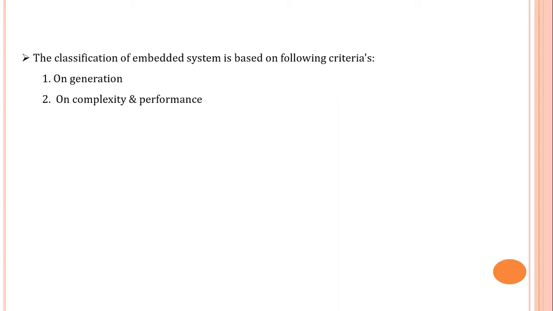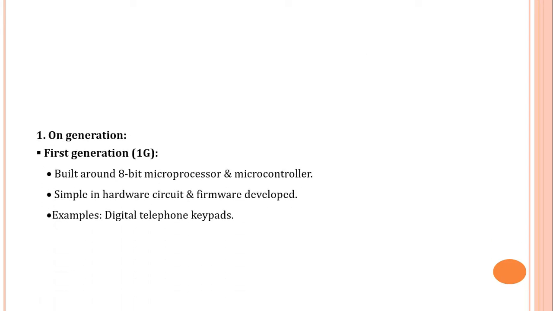Mainly, we have two classifications of embedded system, on generation and on complexity and performance level. On generation, we have mainly four types. In that, first one is first generation embedded device. In this first generation embedded device, these are 8-bit microprocessor or 8-bit microcontroller. So these devices are operating for 8-bit of data. In each cycle it performs only 8-bit of data, and the microcontroller is also 8-bit of operation.